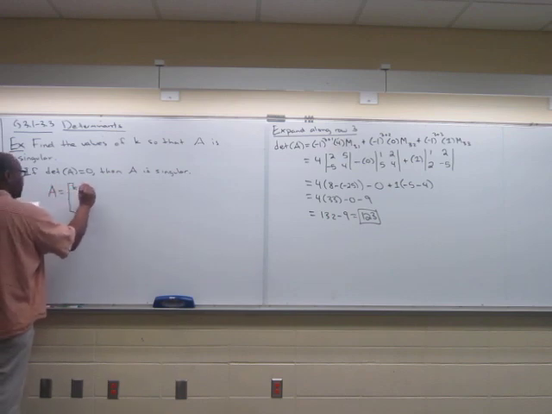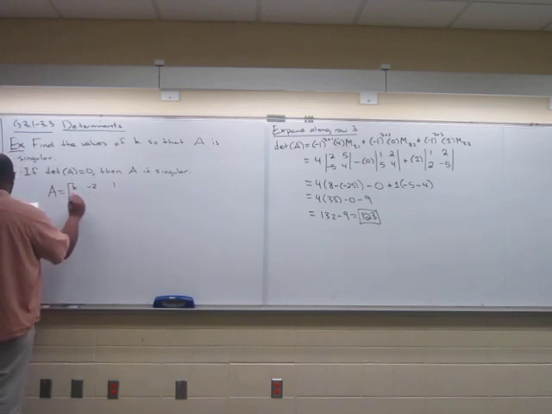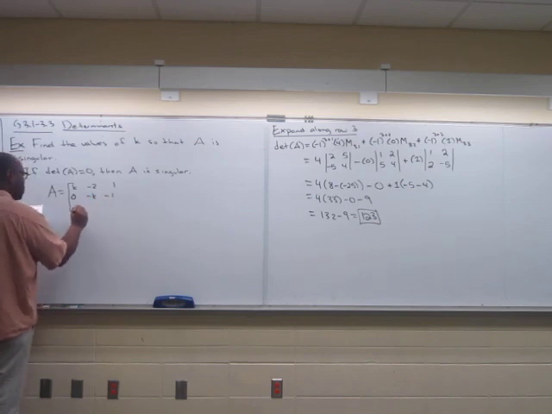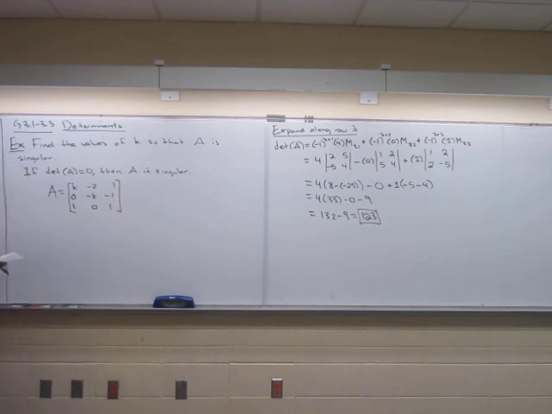K, -2, 1, 0, negative K, -1, 1, 0, 1. So at the bottom.